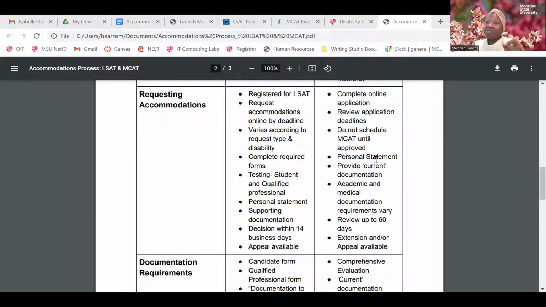Again, definitely recommend that you work with the DRC to figure out what is valid and what is sufficient in terms of supporting documentation. The LSAT provides a decision within 14 business days, Monday through Friday, and you can also appeal your decision for the LSAT as well.